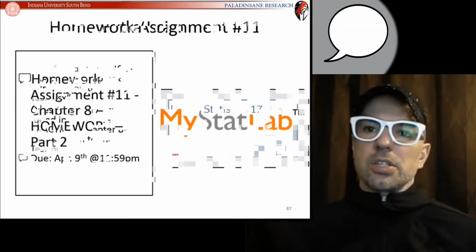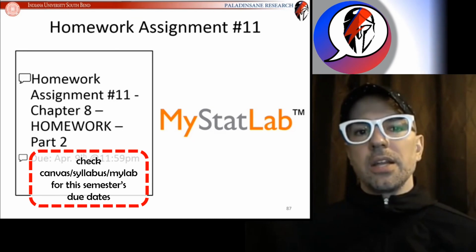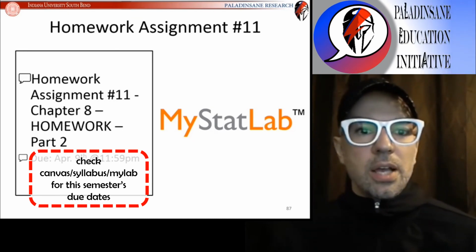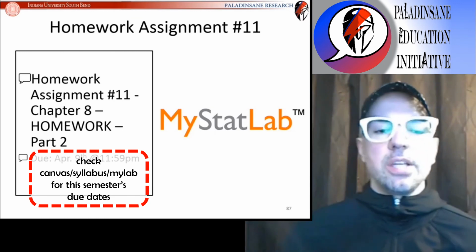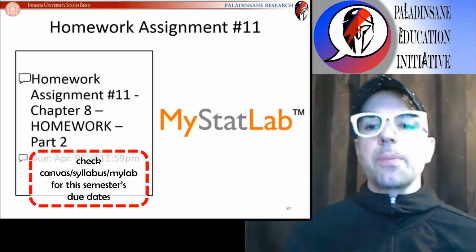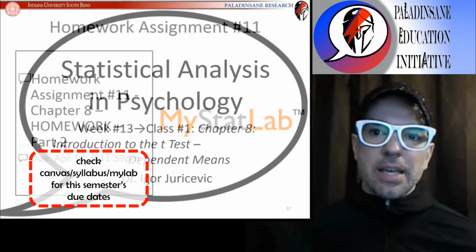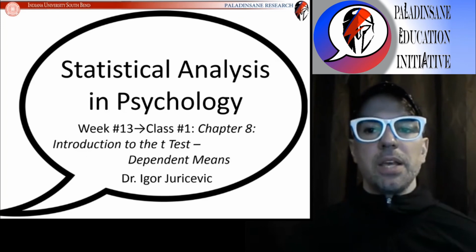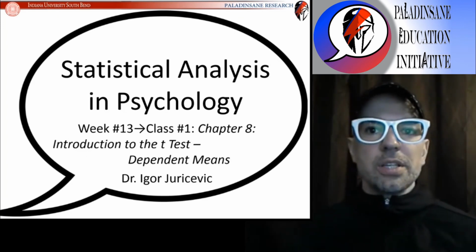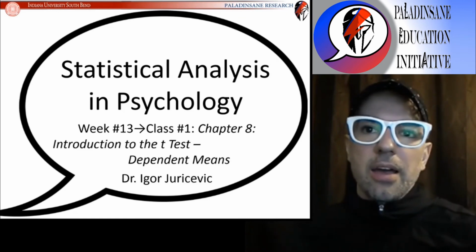And just to let you know, you are now ready to do homework assignment number 11, chapter 8 homework part 2. This is the part 2 version of the homework where we look at the t-test for the dependent means, and that's going to be due April 9th by midnight. All right, so that is it for today's class. So that was the t-test for dependent means. We've got one more version of the t-test that we're going to be taking a look at next class, but there we have today's lesson.